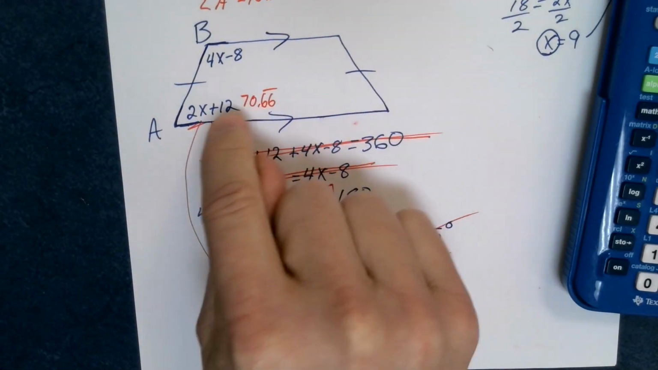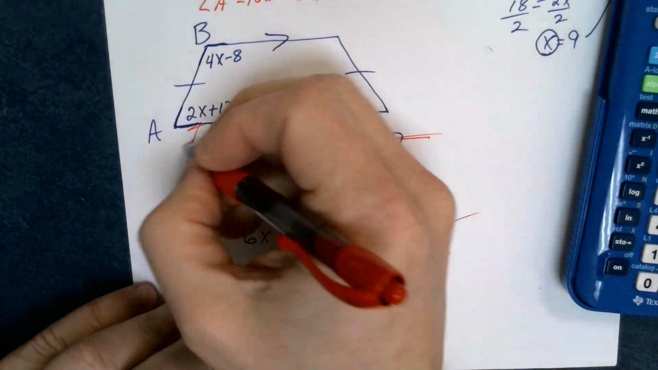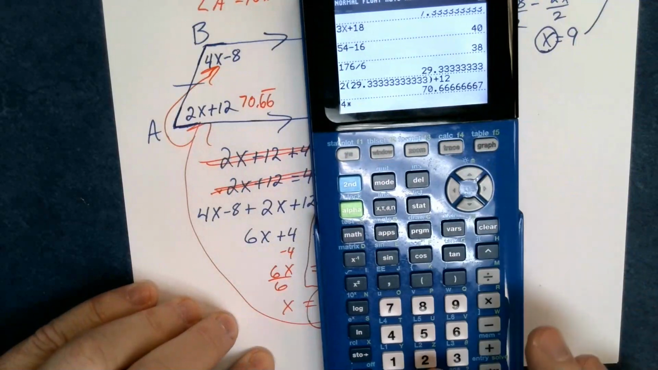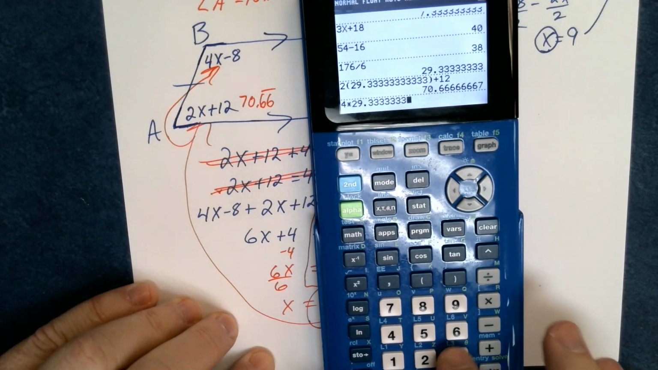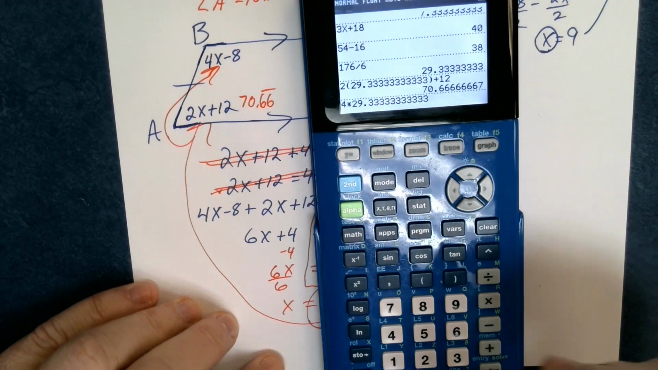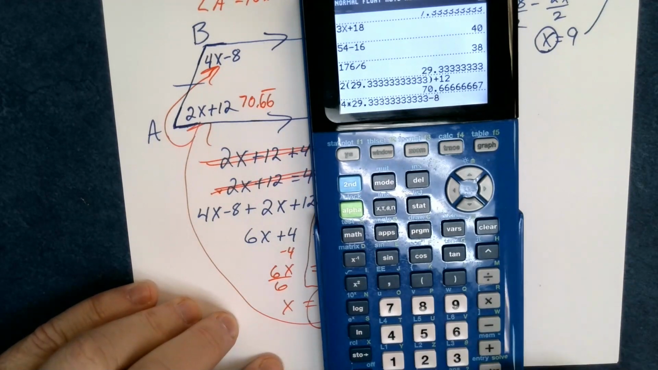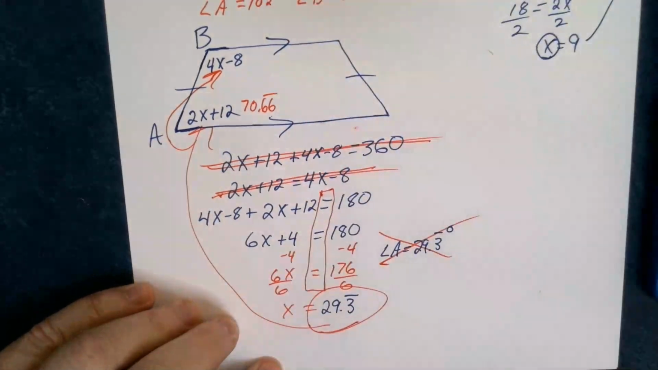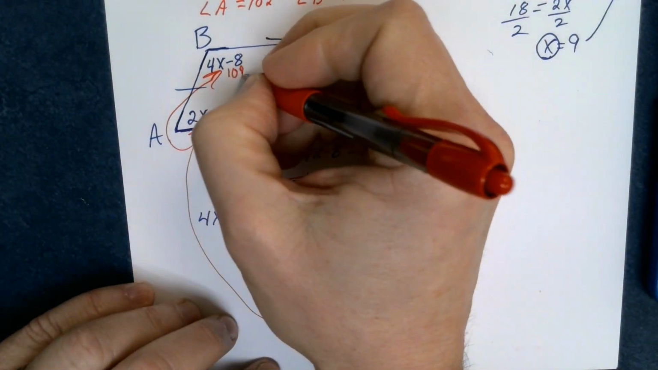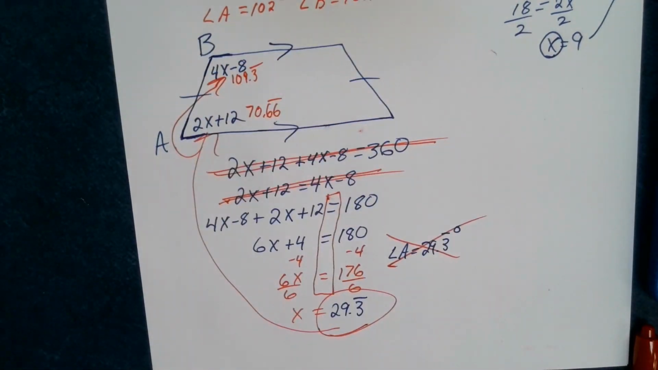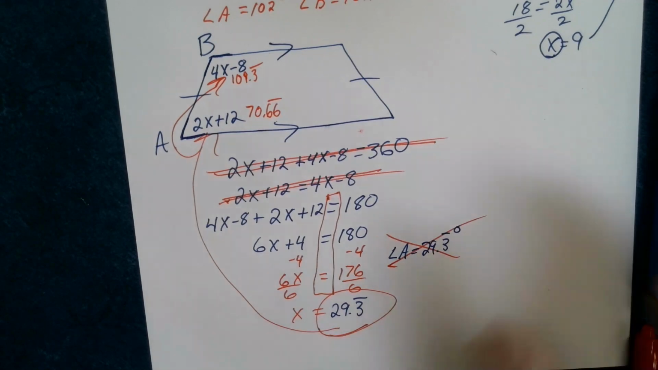So I'm going to take my 29.3, and now I'm going to plug it into this one. And I have 4 times 29.3. And with this multiplication, it doesn't matter if it's in parentheses or isn't in parentheses. I'm going to do minus 8 afterwards. I'm going to hit enter, and I get 109.3 repeating. So I go here, and I write this one's 109.3 repeating. And it looks like it is, too. So it kind of helps it make sense.